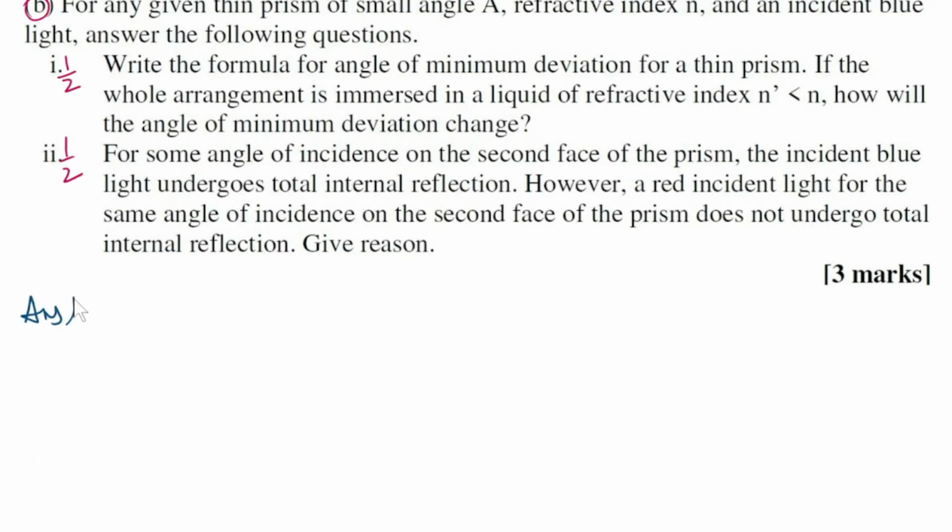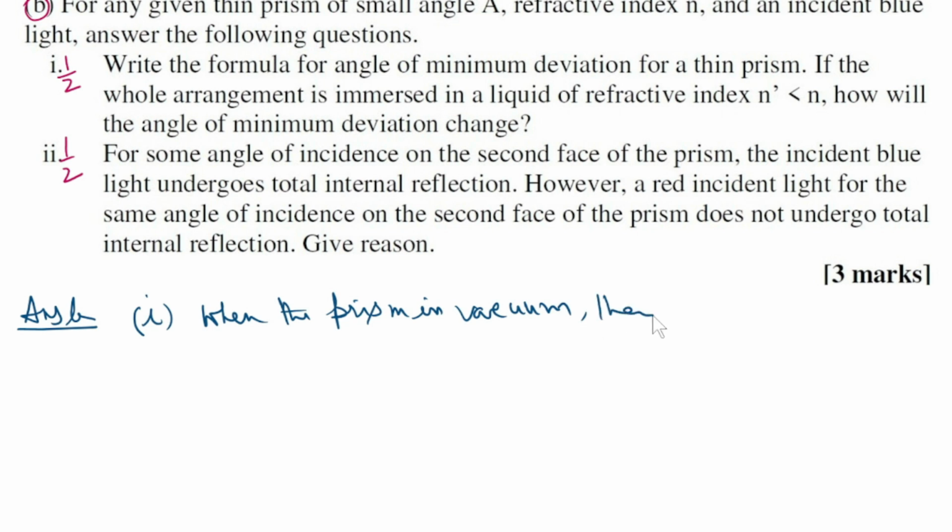Now answer B, first subpart. When the prism is in vacuum, then n is equal to sine of (A plus delta m) by 2 upon sine A by 2. Here A is the prism angle and delta m happens to be the minimum angle of deviation. This formula suggests that for a larger value of delta m, mu should also be larger.